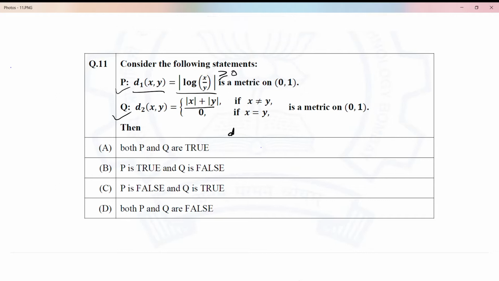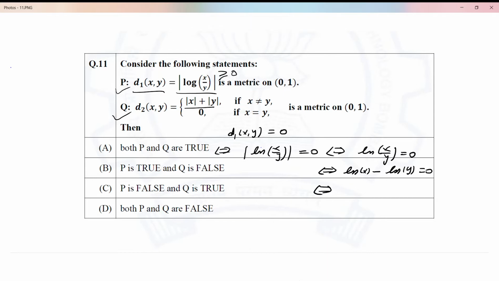For this, consider d1 of x, y equal to 0. So from this, if and only if modulus of ln x by y is equal to 0, if and only if ln x by y is equal to 0, if and only if ln x minus ln y is equal to 0, ln x equals ln y, thus x equals y. Why? Because log is a strictly increasing function. So property number 2 is obviously satisfied for d1.